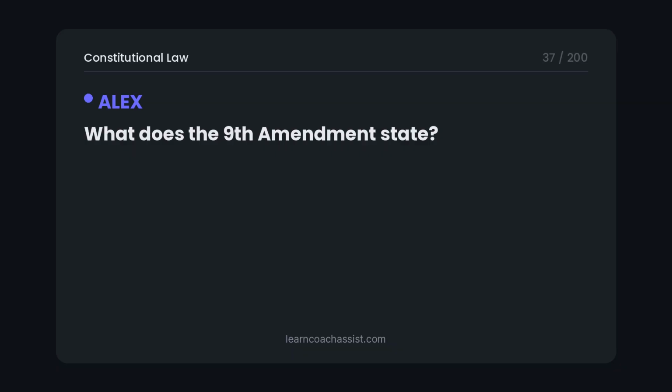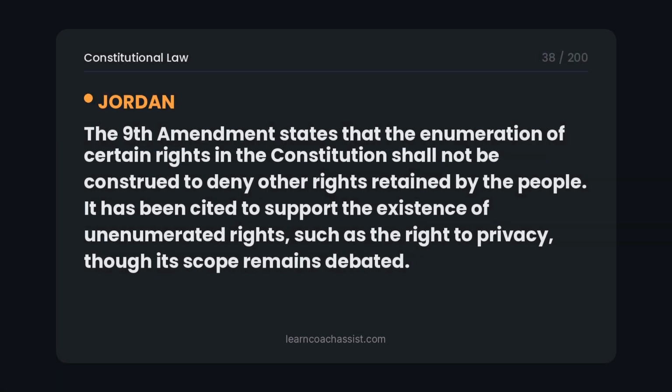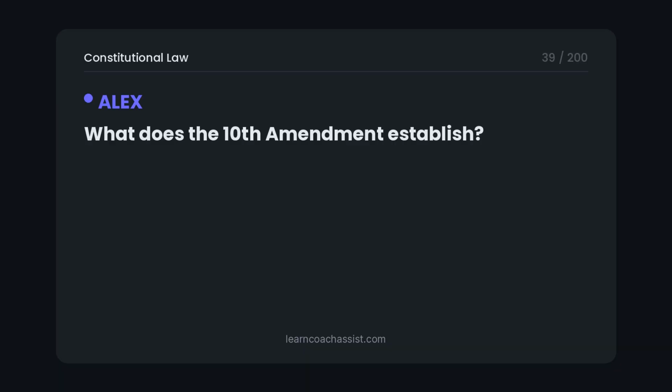What does the Ninth Amendment state? The Ninth Amendment states that the enumeration of certain rights in the Constitution shall not be construed to deny other rights retained by the people. It has been cited to support the existence of unenumerated rights, such as the right to privacy, though its scope remains debated.